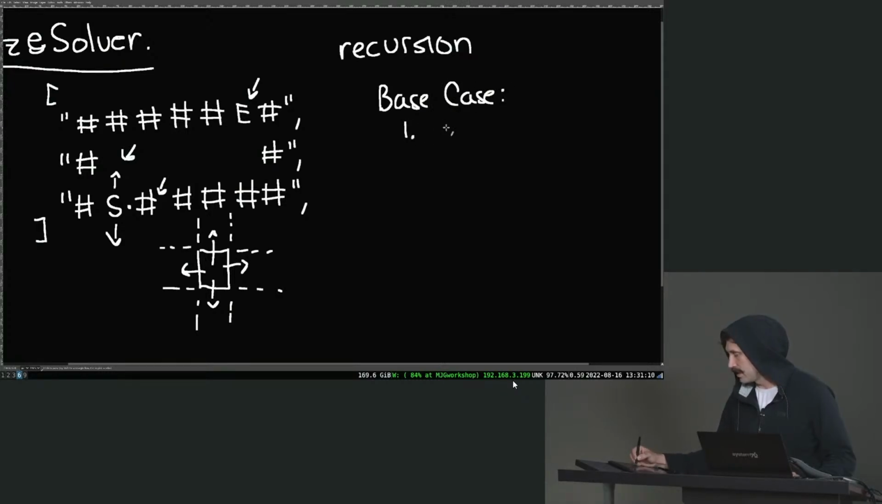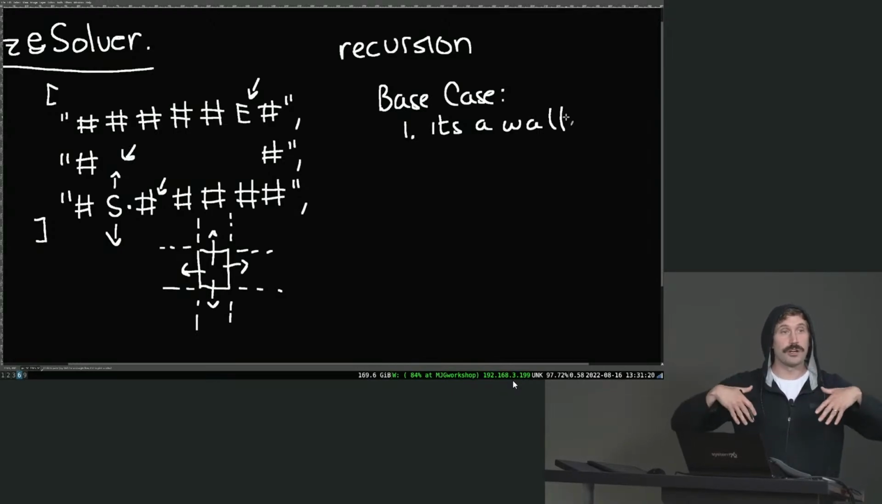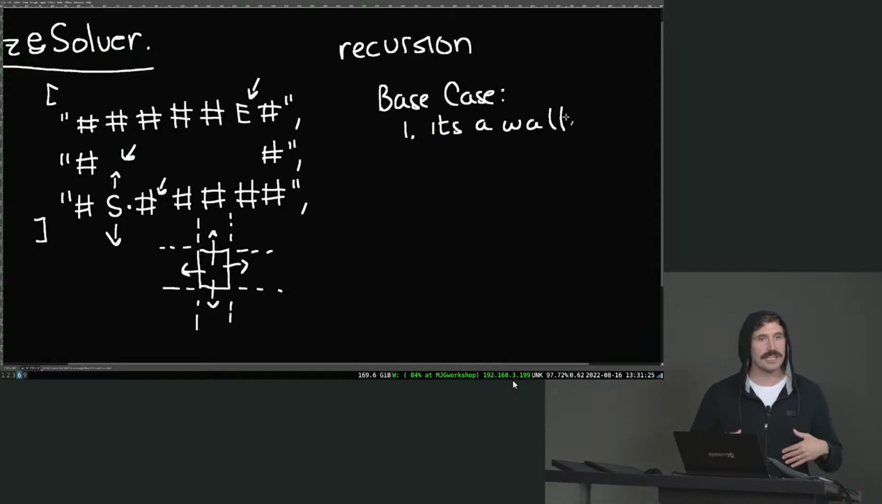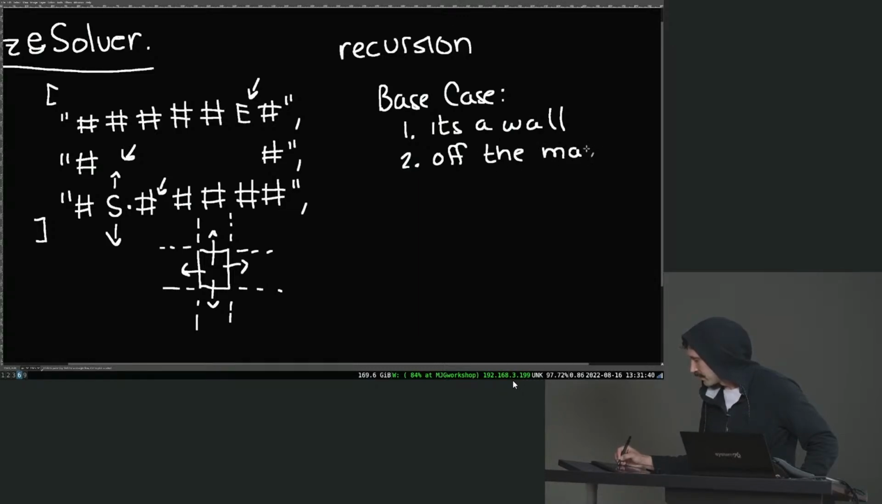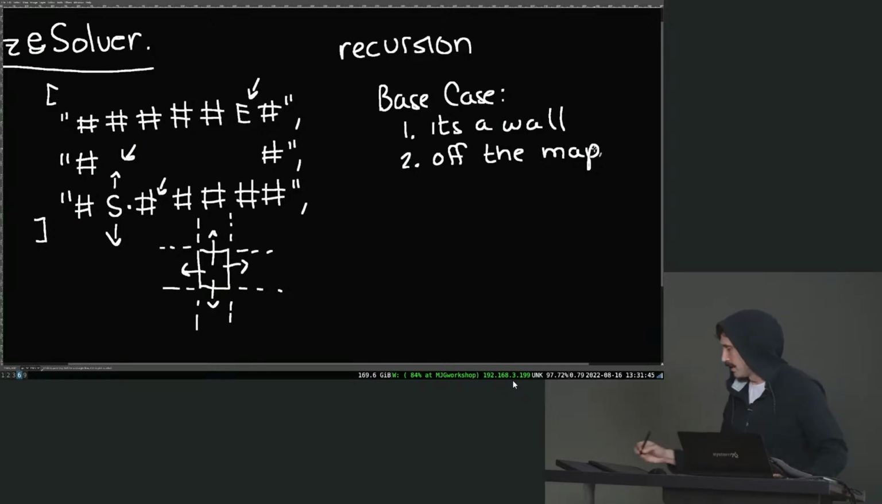Well, one, it's a wall, right? If the point we're at in recursion, we are on a wall, we cannot be here, correct? Yes, sir. You cannot be here. So that's an invalid state. Perfect. Two. What's the next one? I feel like there's four. Oh yeah, off the map, right? If somehow you're in a spot that's not on the map, you have to return, correct? Yes, sir. That makes sense.